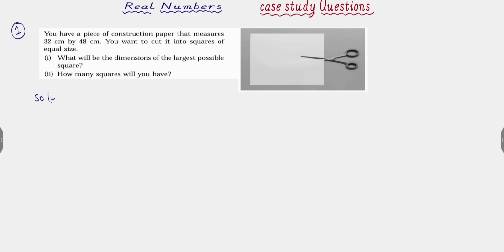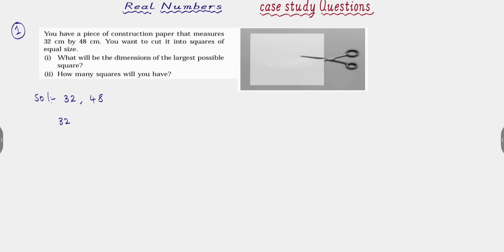So whenever we want the dimension of the largest possible square from the given rectangular paper, we have to find the HCF of the dimensions of the rectangle. That is the HCF of 32 and 48. So the given numbers are 32 and 48.